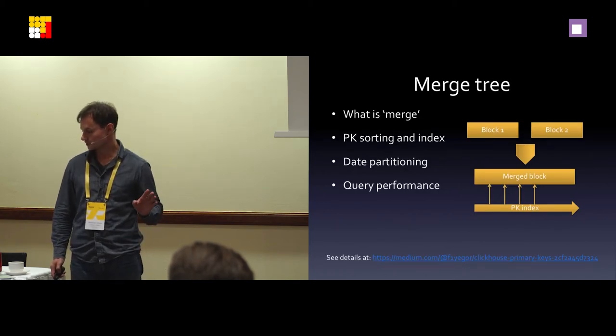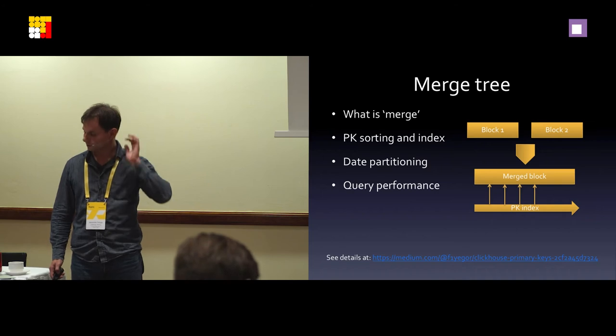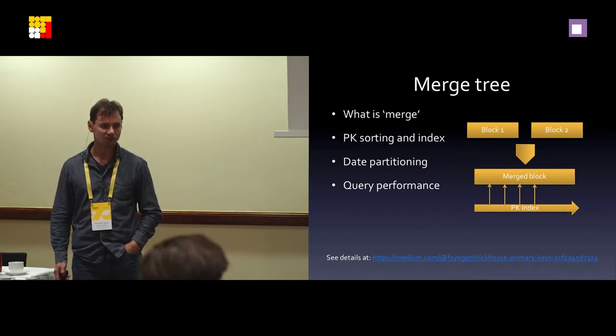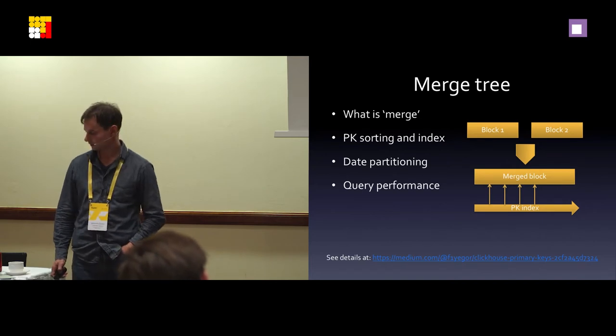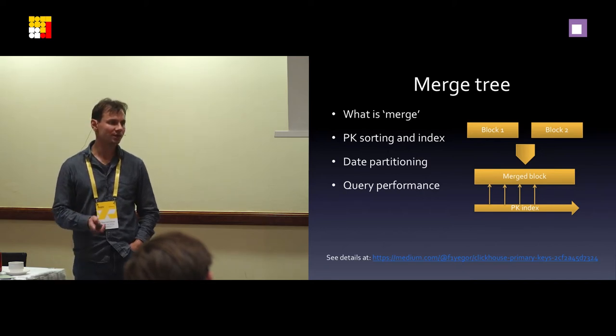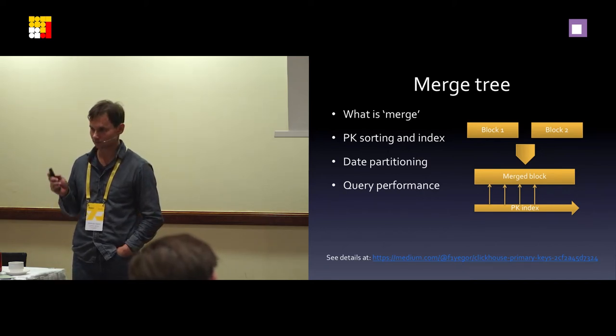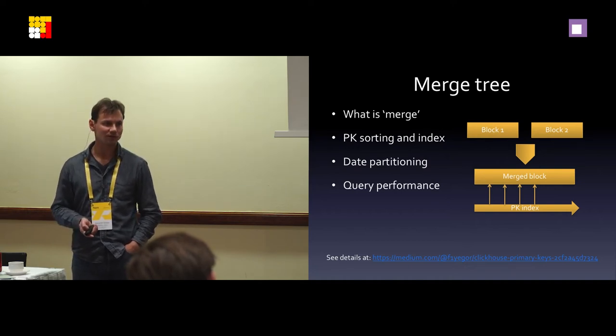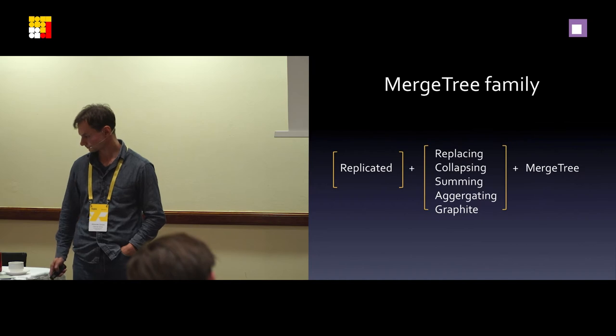I will skip the merge tree slide. If you're interested in how merge tree works, there is an excellent presentation on ClickHouse internals. You can find it, I guess, and it explains it in much more detail. But merge tree is the most important engine in ClickHouse. It should be used for most use cases, if you want data to be stored on the disk and accessed very fast.